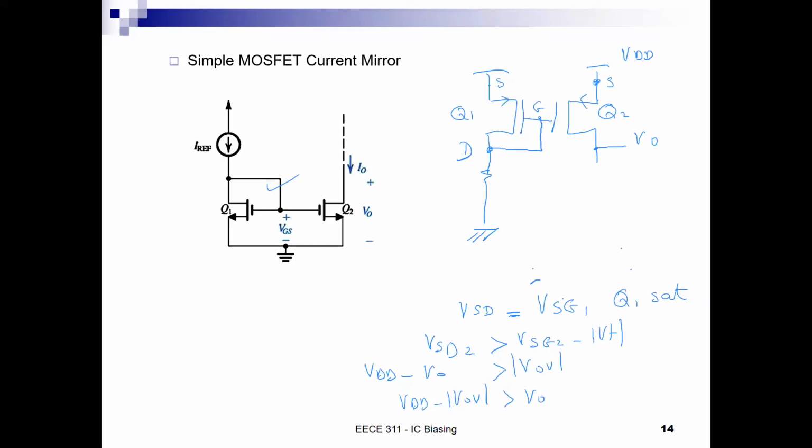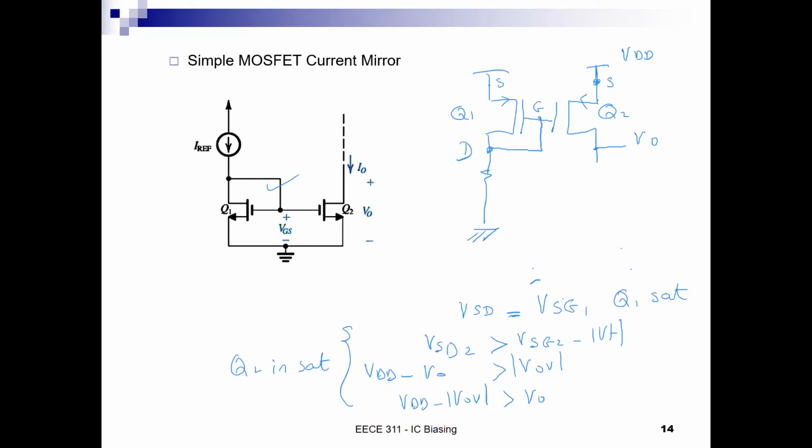Okay, so here we have a slightly different condition because my source is not grounded like in the NMOS, and the condition is on VSD. So always go back to the saturation requirement. This is needed for Q2 to be in saturation.